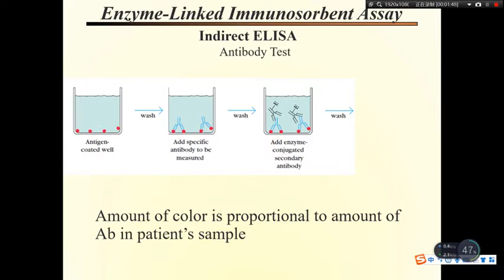The substrate for the enzyme is added to quantify the primary antibodies through a color change. So we can say the amount of color is proportional to the amount of antibody in the patient sample.